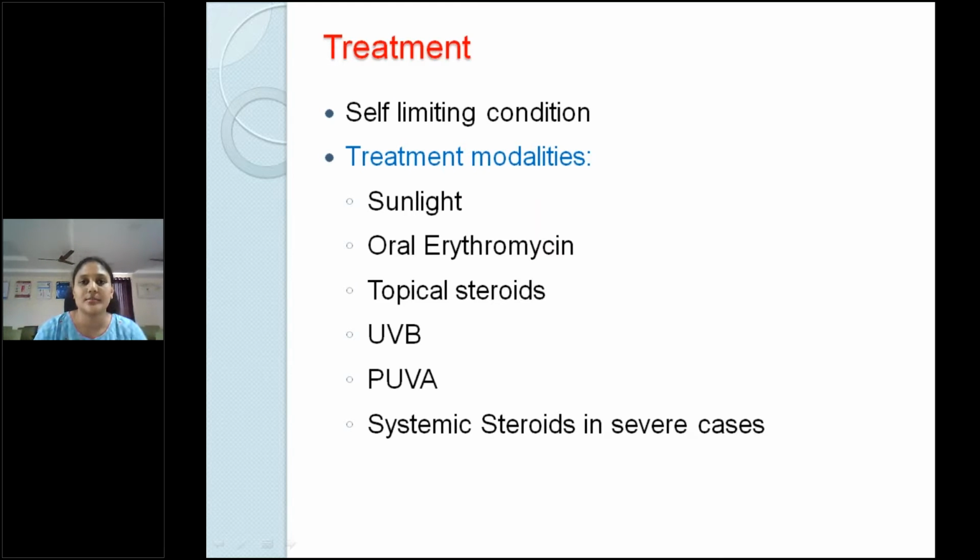And coming to the treatment, sometimes they don't even require treatment because it's a self-limiting condition. But some people will be worried and they'll come to you. Then what are the treatment modalities? One is sunlight, oral erythromycin, topical steroids, like I said, NB-UVB or PUVA. NB-UVB and PUVA we give only in cases which are resistant to the regular treatment, or if they are repeatedly getting PR, like repeated episodes. And also systemic steroids only if the disease is severe.